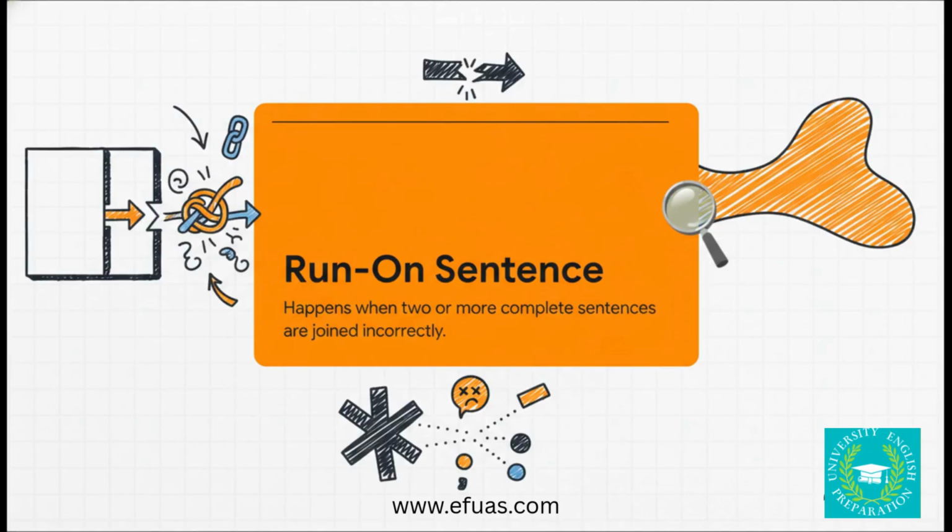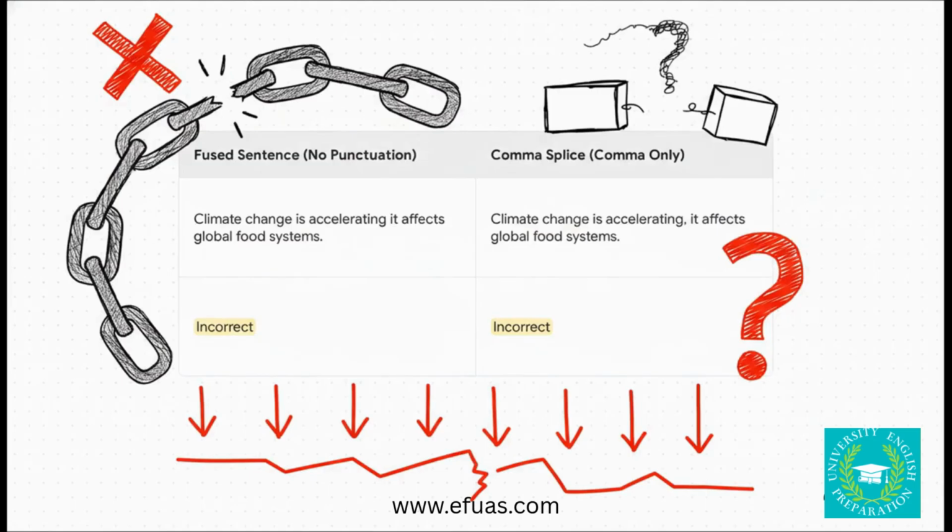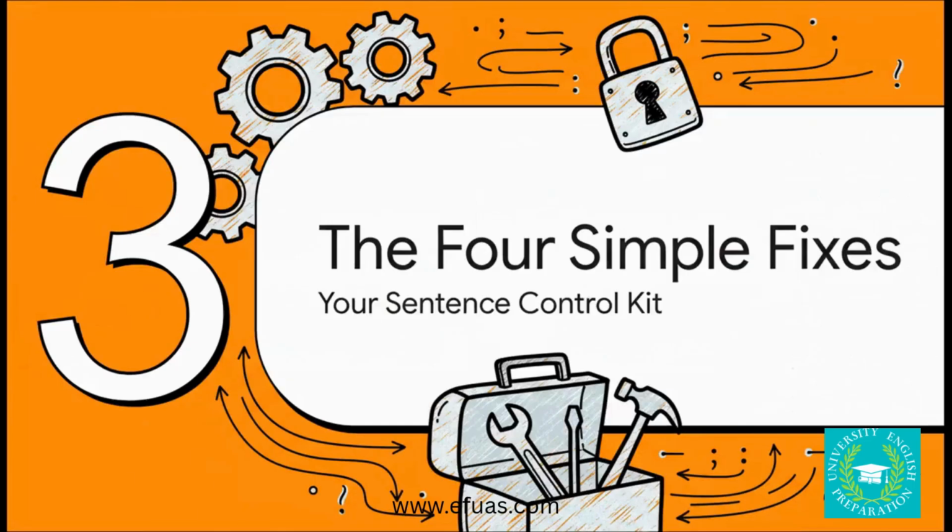It's what happens when you take 2 or more of those complete, standalone sentences and just smash them together without the right punctuation or connecting word. And you'll usually see run-ons in 2 main disguises. On the left is the fused sentence. There's just nothing connecting the 2 ideas. On the right, you have the comma splice. This one's a bit trickier because there is a comma, but, and this is key, a comma all by itself isn't strong enough to do the job. Both of these, incorrect.